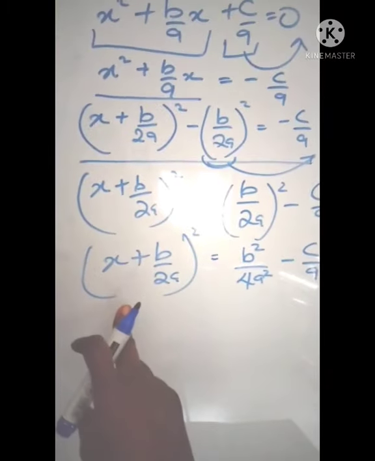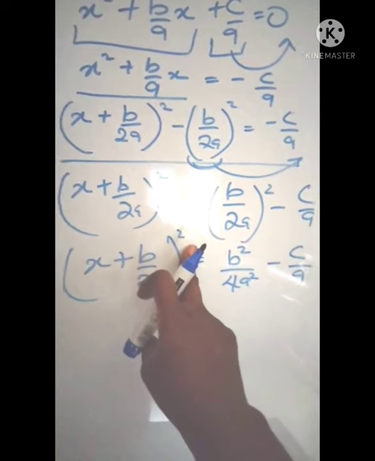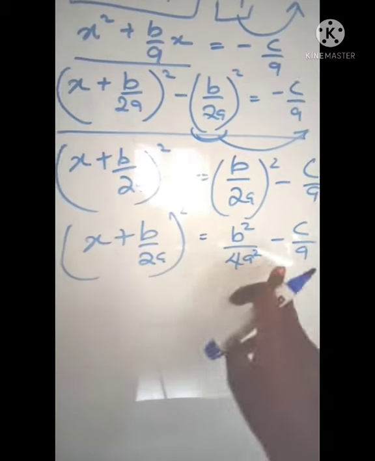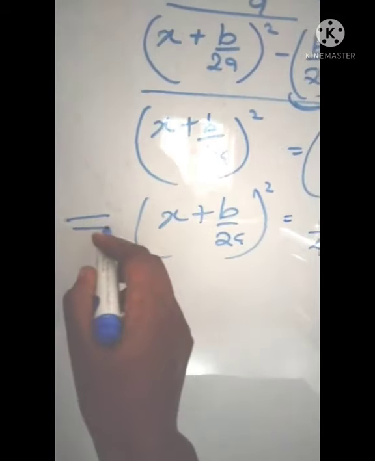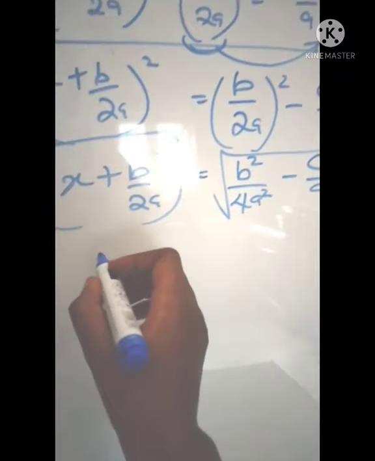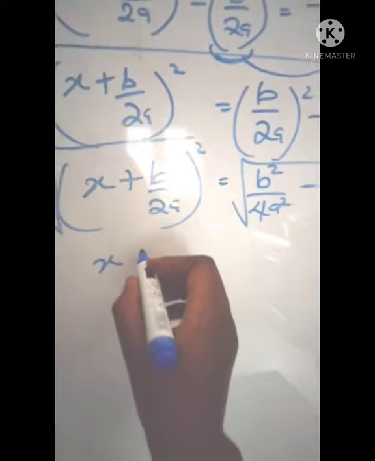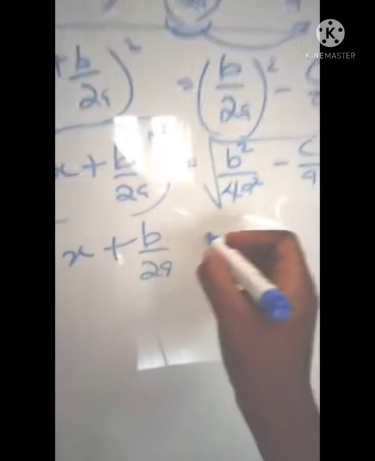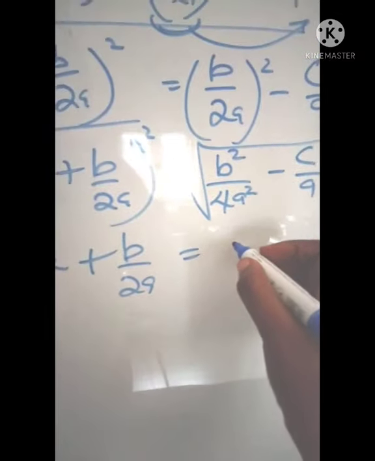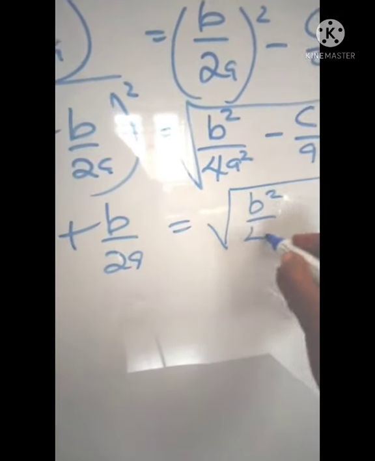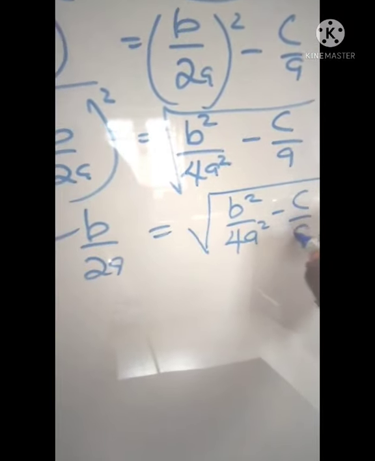Okay, so how do we take away the square from this bracket so that we can make x the subject of the formula? We do that by finding the square root. So we find the square root of both sides of this equation. So we'll have x plus b all over 2a. The square root removes the square. Okay, so we have the square root of b squared all over 4a squared minus c all over a.